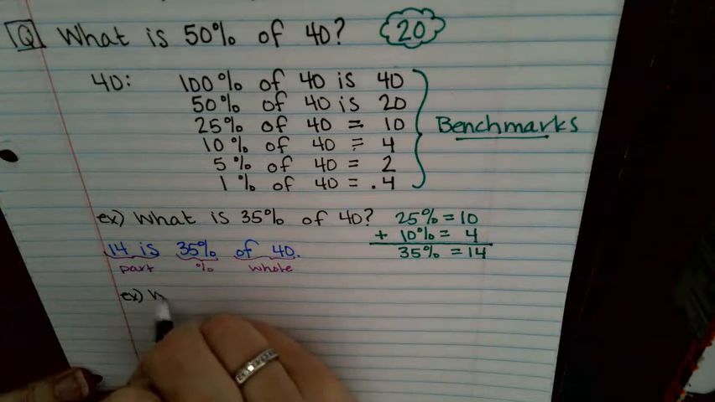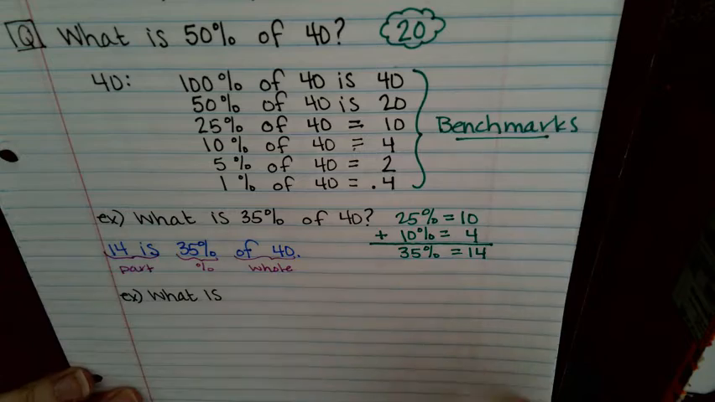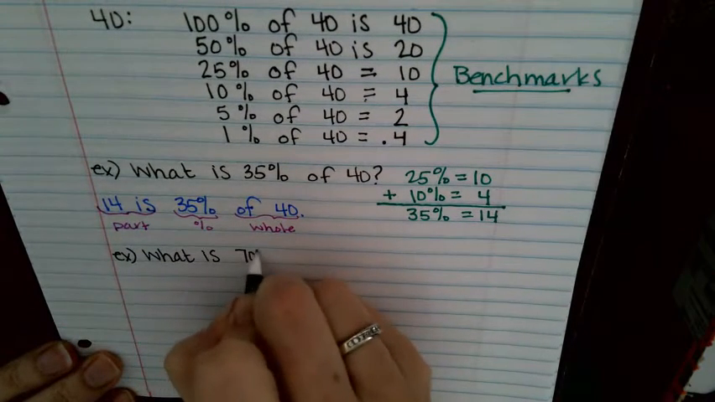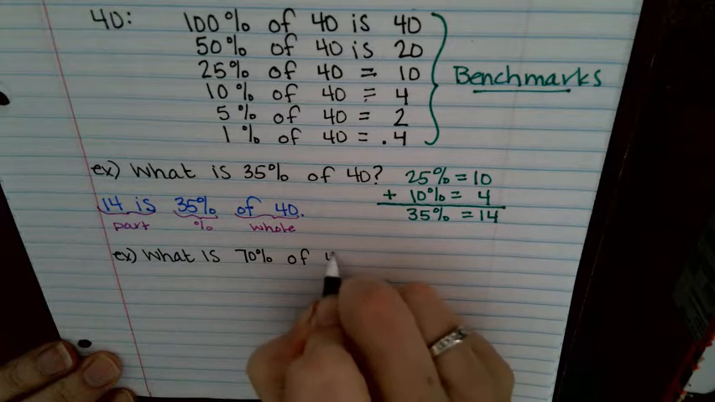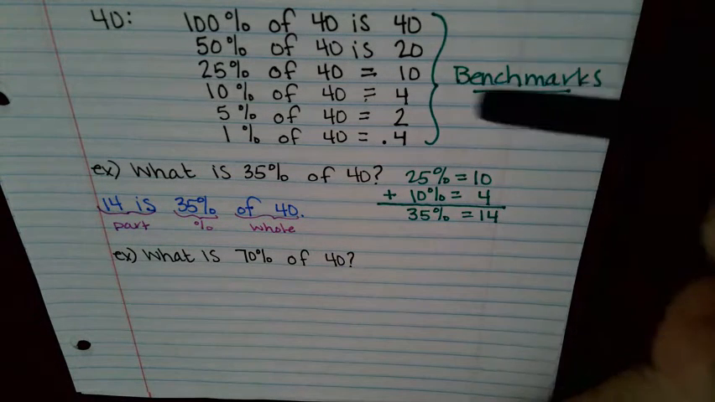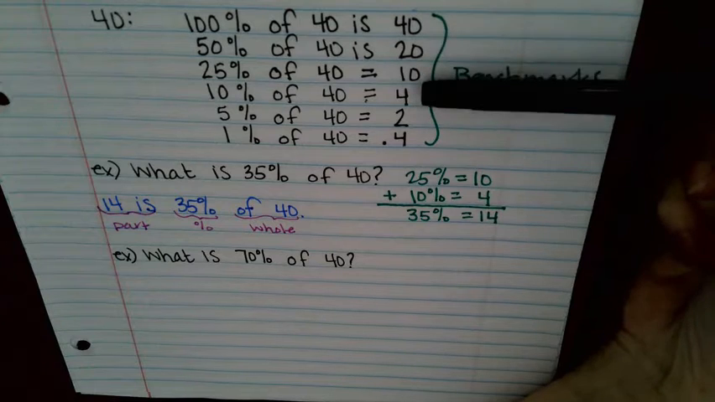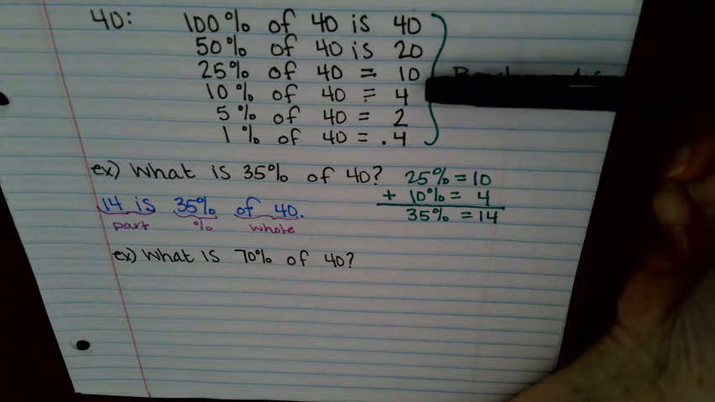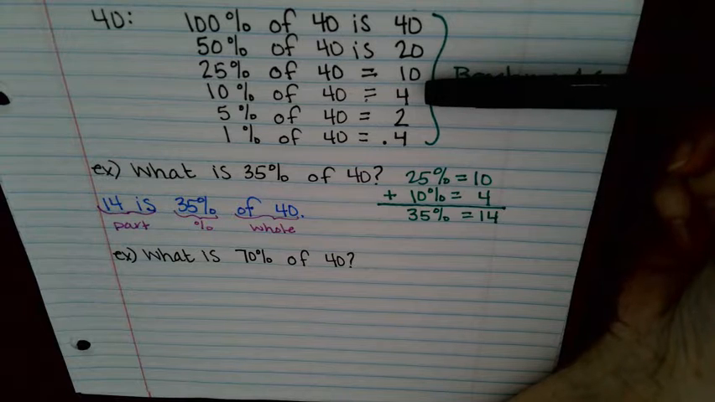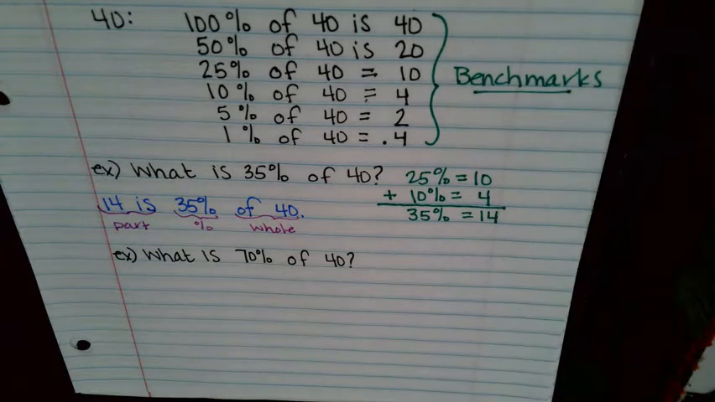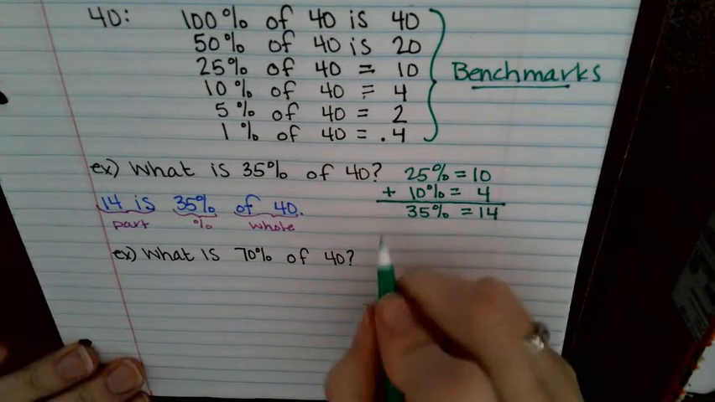Let's do what is, how about 70% of 40? So be thinking about how you can find 70%. I can use 50% and two 10%s. I could start with 100% and subtract three 10%s, or I could start with 100%, subtract 25%, and then subtract 5%. I've got a lot of ways that I can do this. So I'm going to start with 50% and add 20%.